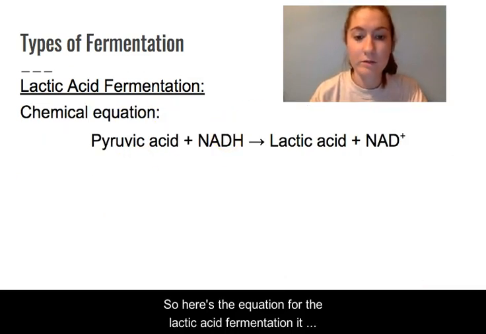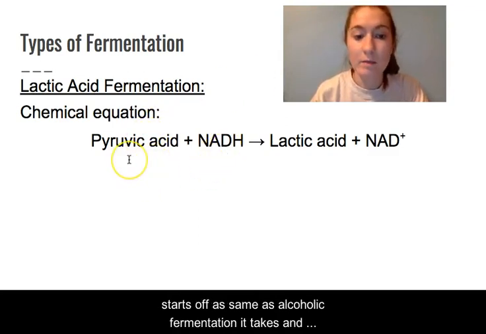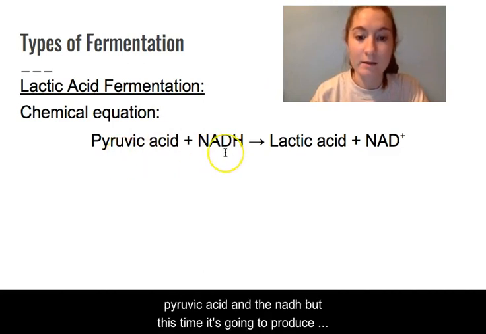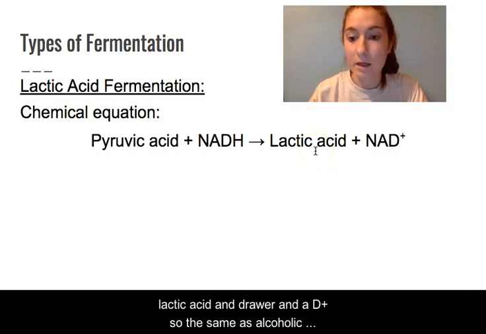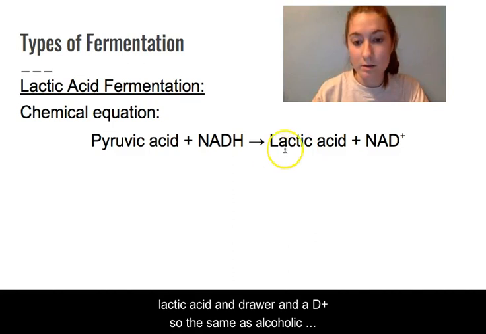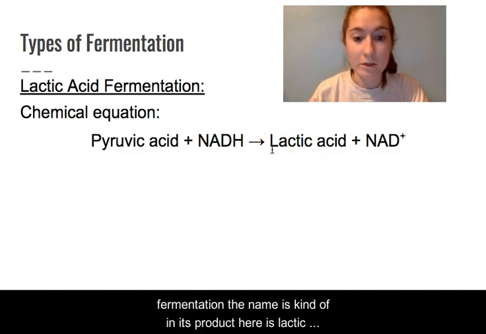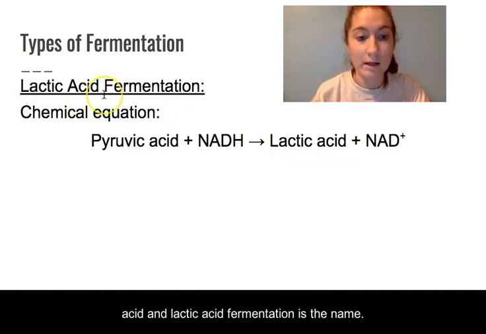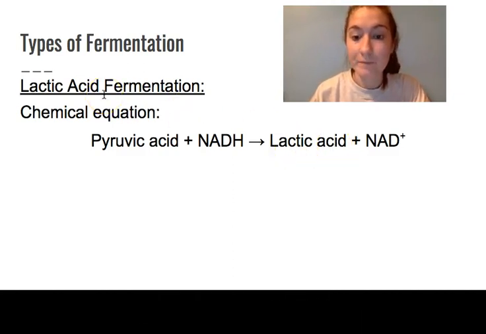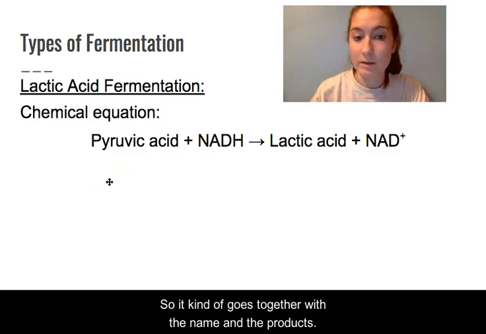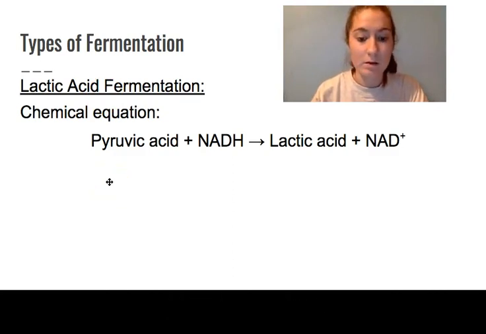So here's the equation for the lactic acid fermentation. It starts off the same as alcoholic fermentation. It takes in pyruvic acid and the NADH, but this time it's going to produce lactic acid and more NAD+. So the same as alcoholic fermentation, the name is kind of in its product. Here's lactic acid, and lactic acid fermentation is the name. So it kind of goes together with the name and the products. Your sixth keyword is all.